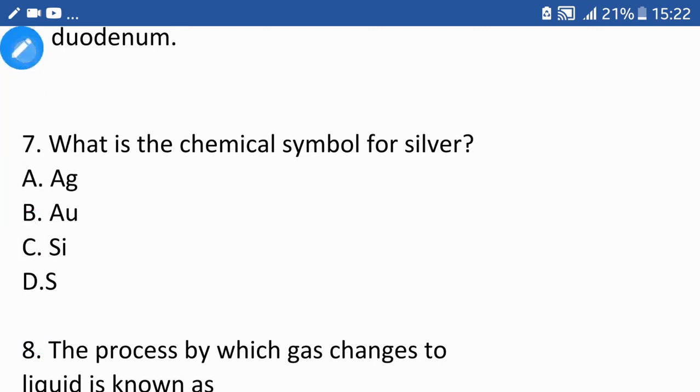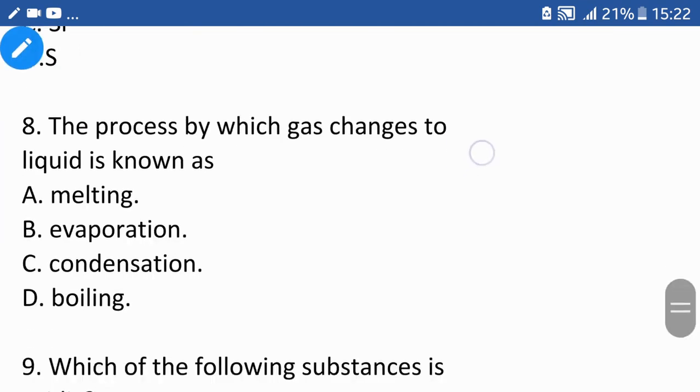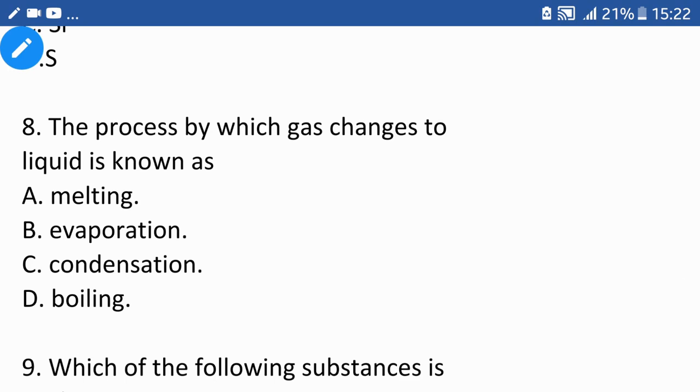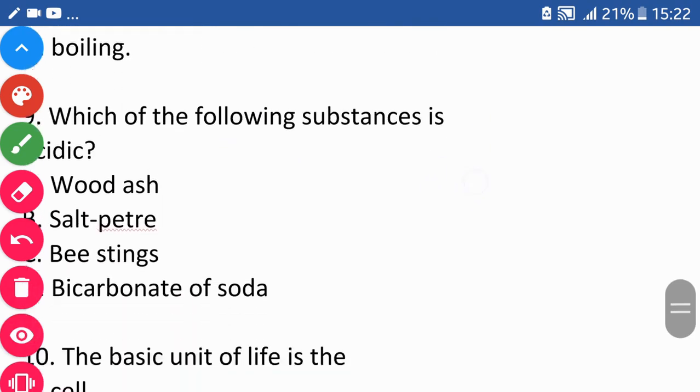What is the chemical symbol for silver? It's AU. So B, AU. The process by which gas changes to liquid is known as condensation. So C, condensation. Which of the following substances is acidic?